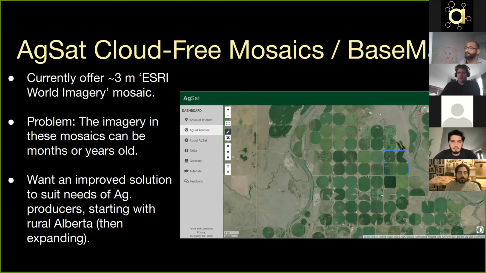And we want an improved solution to better suit the needs of our agricultural producers. We want to target rural Alberta as the testing grounds for this new feature, and we want to incorporate imagery from rural Alberta in the training data sets. So, next slide, please.